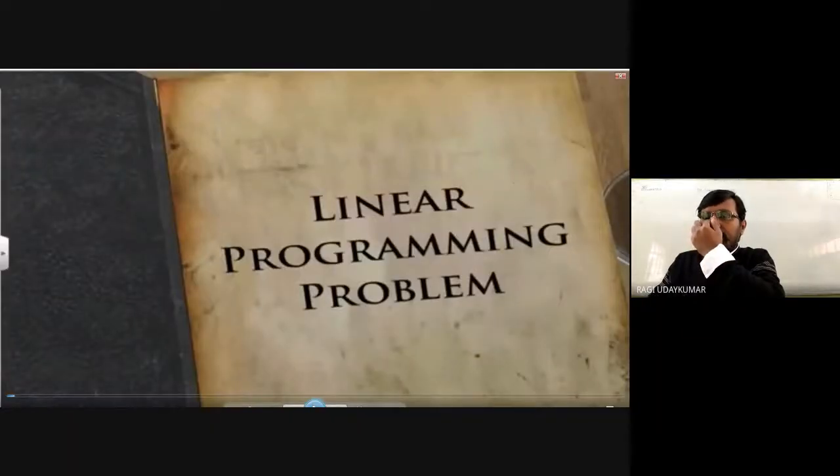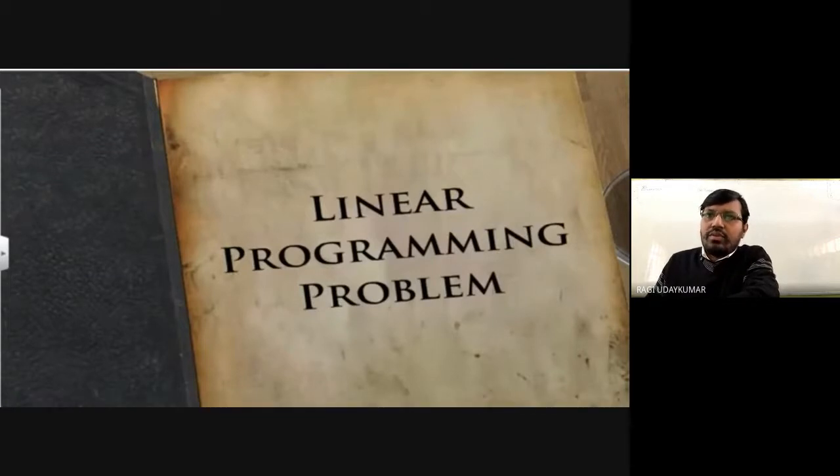So linear programming. Before starting linear programming, you need to have already learned how to solve linear inequalities. With the help of linear inequalities, how do we find solutions to different problems? Let us see here in this chapter. So, linear programming problems.